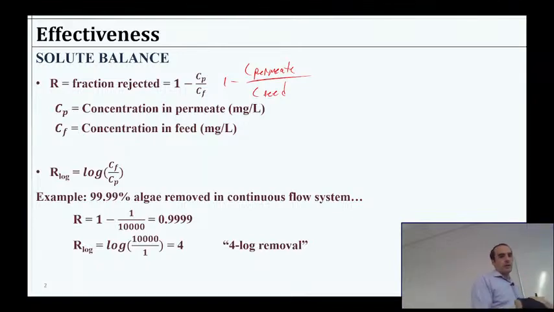So the math here is worked out so you can see it very clearly. We could describe just R for that scenario as 1 minus 1 divided by 10,000, which would be 0.9999. Or we could say the R log is 4. So 4 log removal. Okay, like I said, pretty straightforward, fairly intuitive. But I'm going to give you these formulas. Just make sure that you understand what the pieces are, right? That's your task essentially, so that you can interpret a problem and solve accordingly.